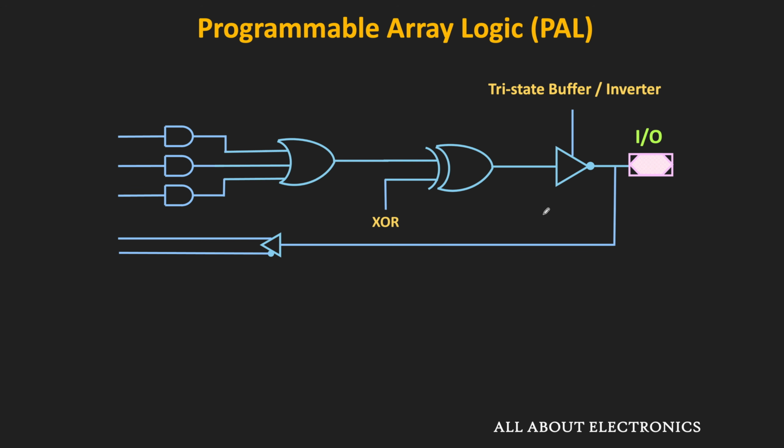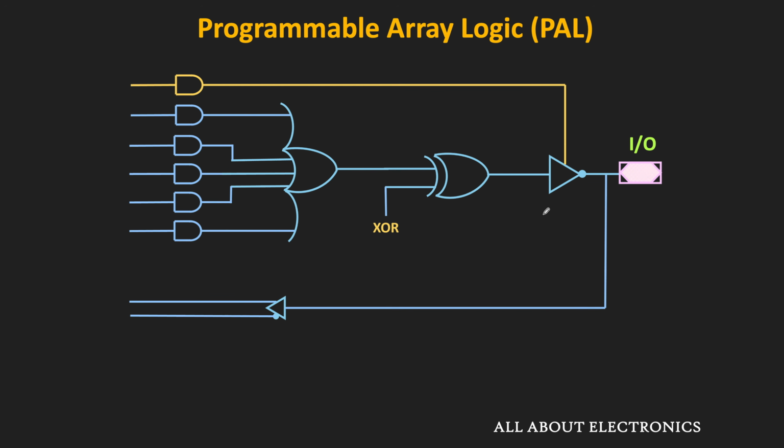So in some PAL ICs, to enable or disable this tri-state buffer, we may have a dedicated input. While in some PAL ICs, this tri-state buffer can be enabled or disabled using an additional product term. That means in that case, using the specific input condition, it is possible to enable or disable this tri-state buffer. So far, all the programmable logic devices that we have covered were the combinational ones.